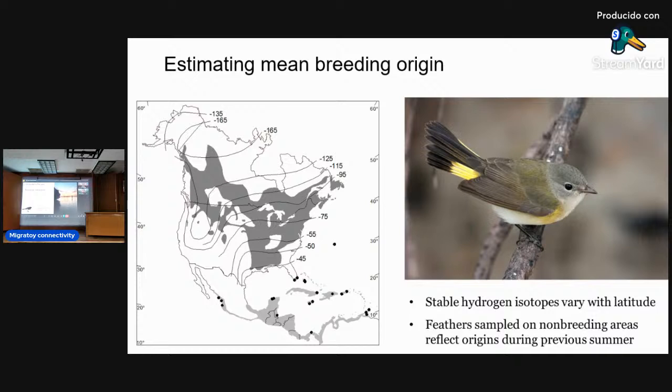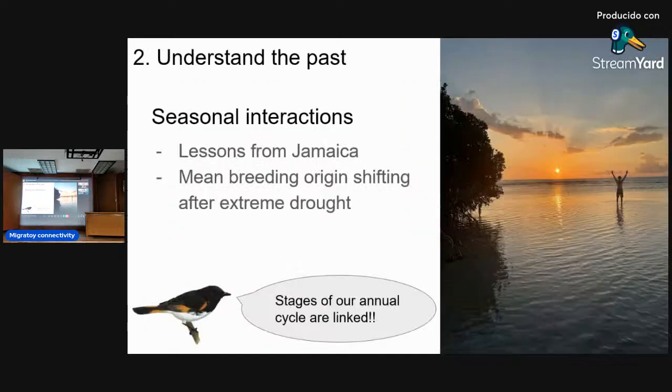Before I get into my own work, I want to give you some context for this project. My advisor, Pete Marra, has been operating a long-term non-breeding study of redstarts in Jamaica. From these Jamaica studies, we've learned that redstarts are highly responsive to non-breeding rainfall, where in drought years, their body condition is much lower. We also know from recent work that the mean breeding origin of these Jamaica redstarts has shifted southward about 300 kilometers in the last 30 years.